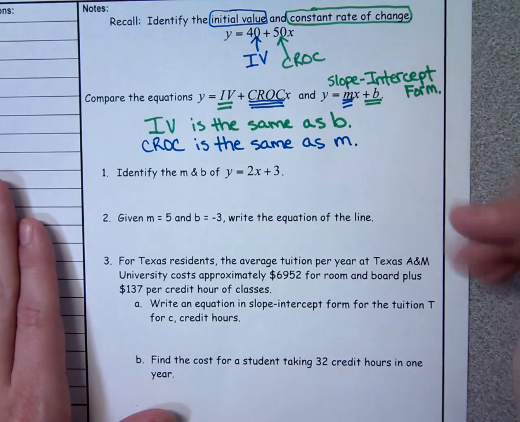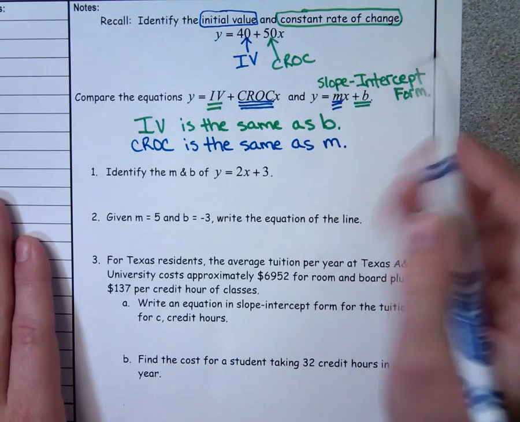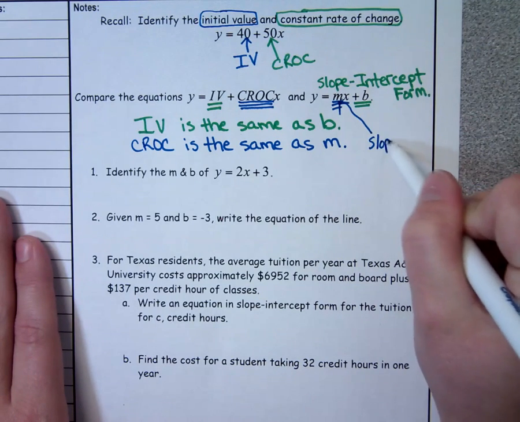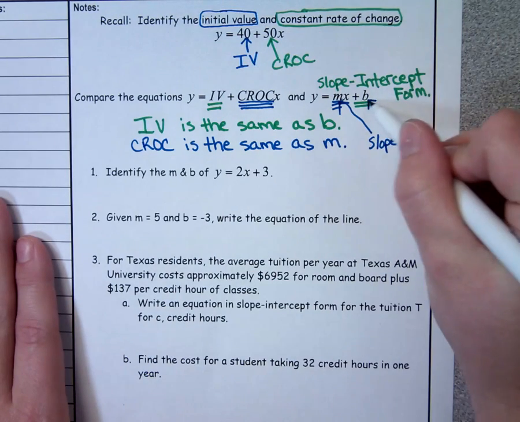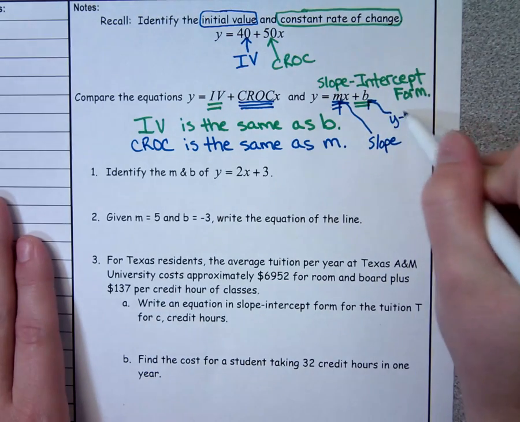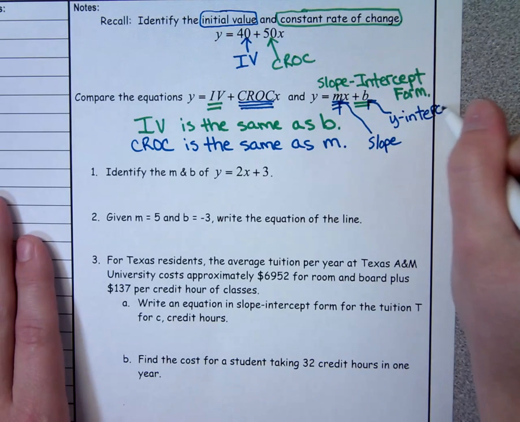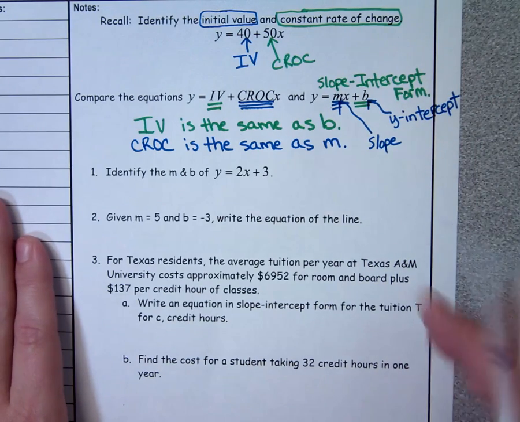Okay, now just so you know, in this form, slope-intercept form, the m stands for slope, which is the same thing as constant rate of change, and the b stands for the y-intercept. And that is the same thing as the initial value.